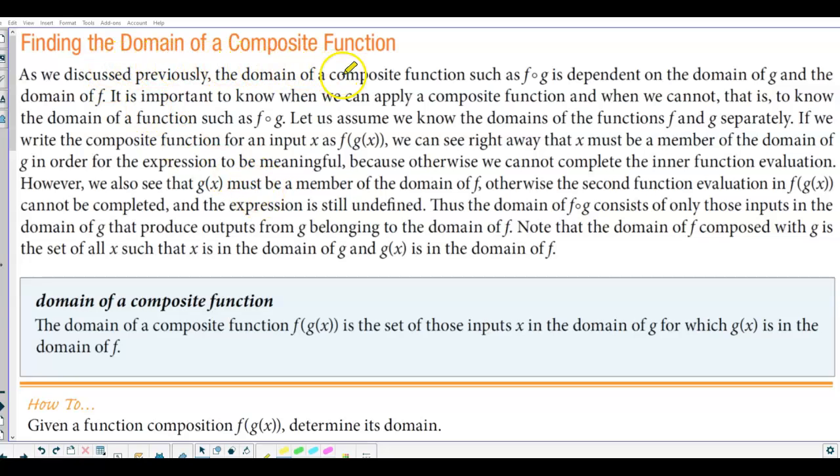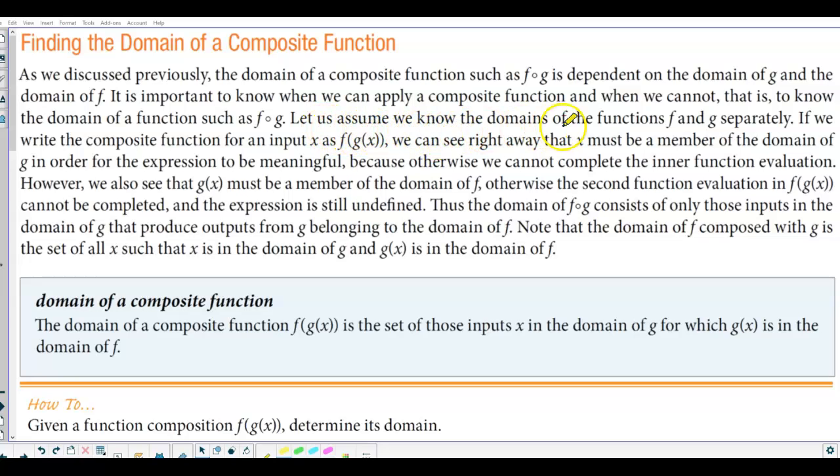Finding the domain of a composite function. As we discussed previously, the domain of a composite function such as f composite g is dependent on the domain of g and the domain of f. It is important to know when we can apply a composite function and when we cannot. That is, to know the domain of a function such as f composite g.